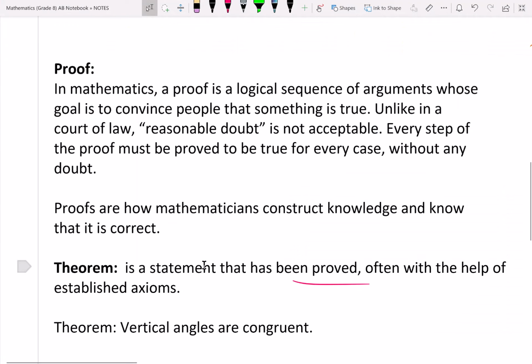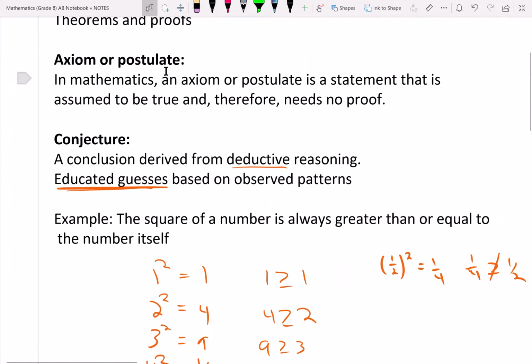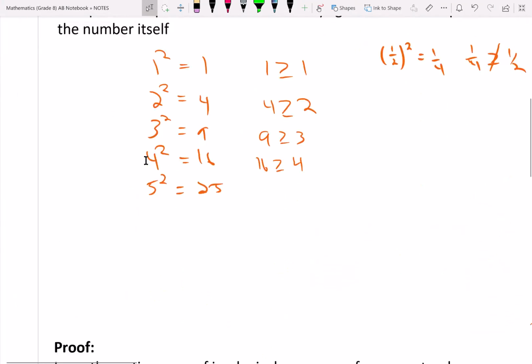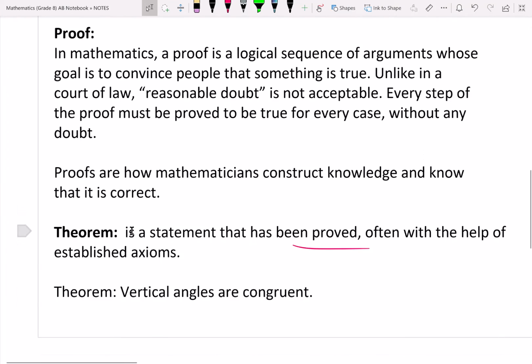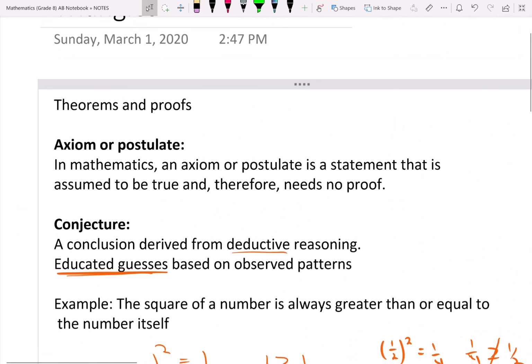So the point of this was for you to understand the difference between an axiom, conjecture, proof, and theorem. So review this again just to make sure you understand what the differences are.